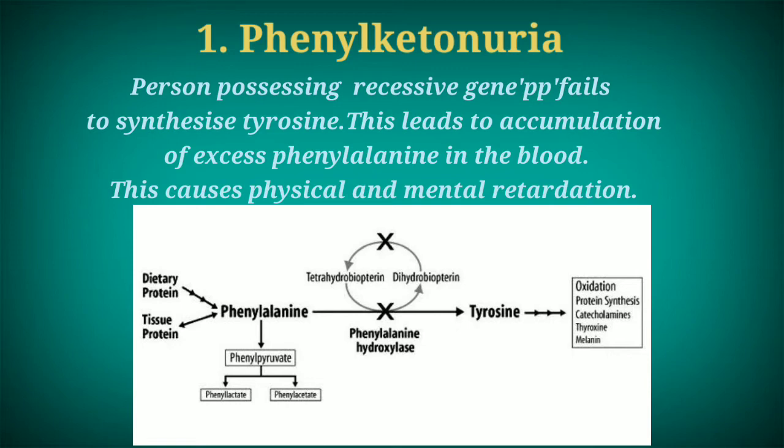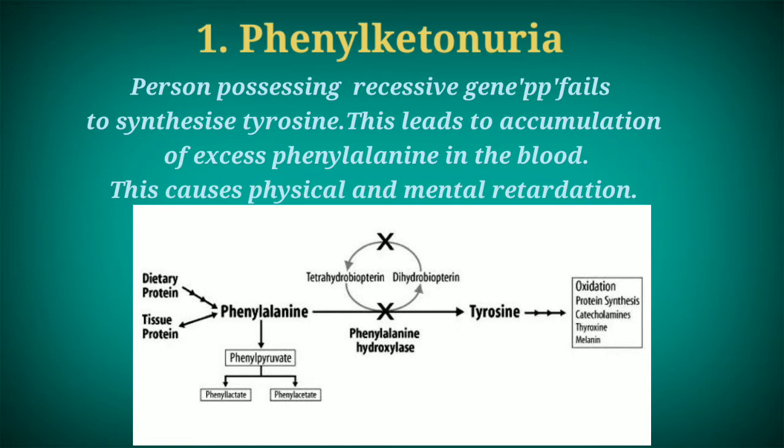Here the person possessing the recessive gene, that is small p, which is caused because of the alteration in the gene, fails to synthesize tyrosine. Tyrosine is an amino acid, and this leads to accumulation of excess phenylalanine in the blood, and this causes physical and mental retardation. Now let's consider this chart here.